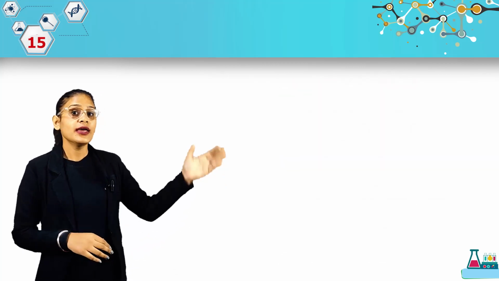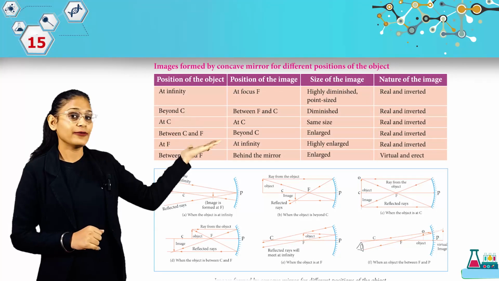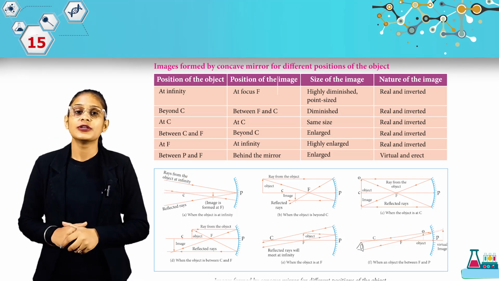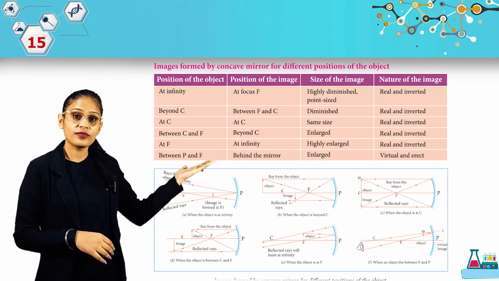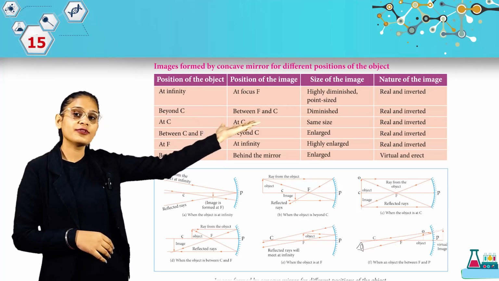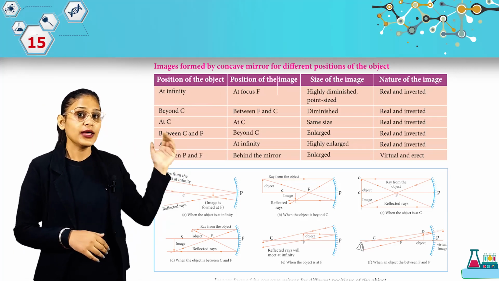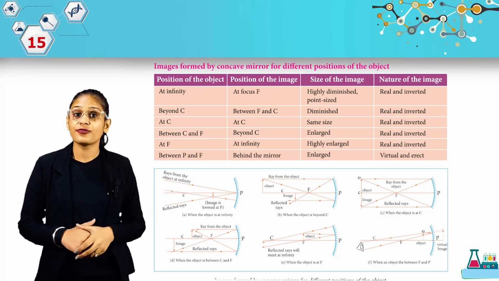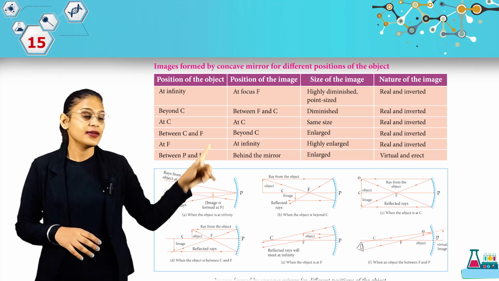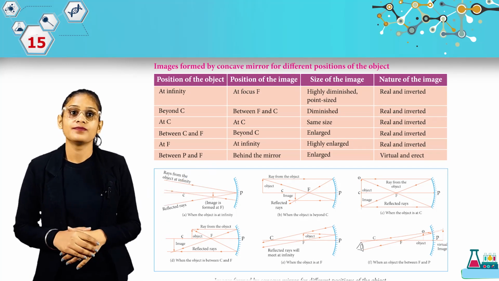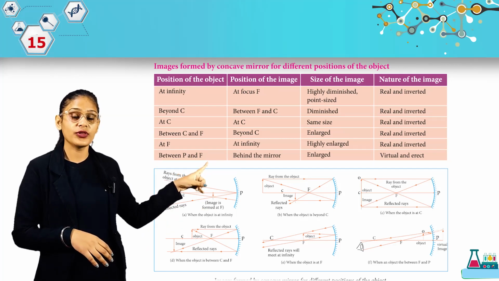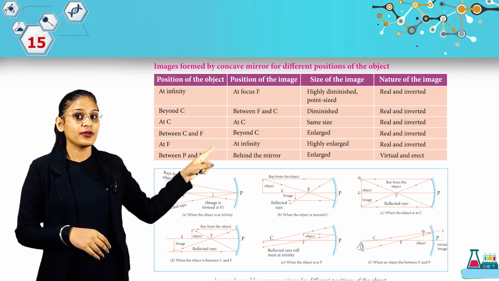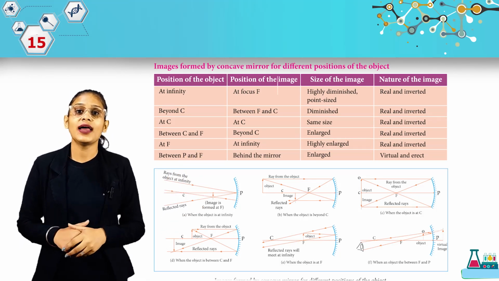Here we have a table, image formed by concave mirror for different positions of the object. So students, look here, we have position of the object, position of the image, size of the image and nature of the image. Here, position of the object at infinity, position of the image at focus, size of image highly diminished, point sized, nature real and inverted. Then we have position of the object beyond C, position of the image between F and C, size of the image diminished, nature real and inverted.